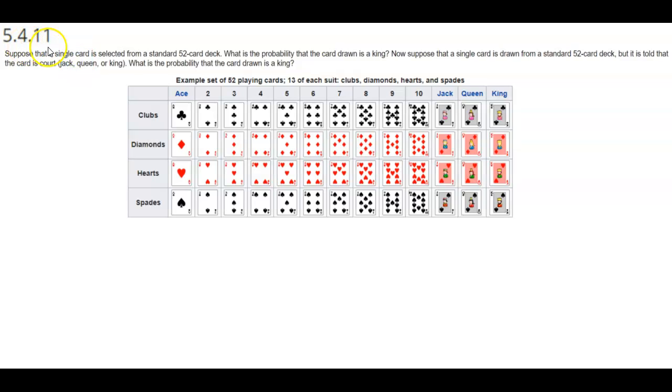Section 5.4.11. Suppose that a single card is selected from a standard 52 card deck. What is the probability that the card drawn is a king? So let's go ahead and take a look at that first question.